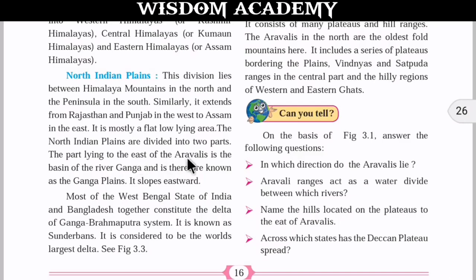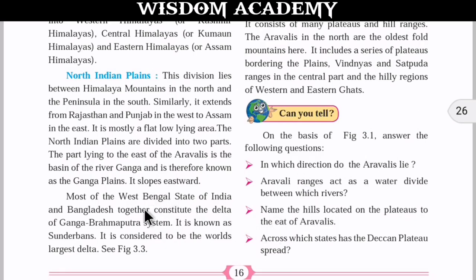The part lying to the east of Aravalis is the basin of river Ganga and therefore known as Ganga plains. It slopes eastward. So this Ganga plain slopes toward the east. East means it is near Bay of Bengal. So Delhi is at a higher position and Bay of Bengal is at a lower position. So Delhi is at a higher position, Bengal is at a lower position. So that is the slope.